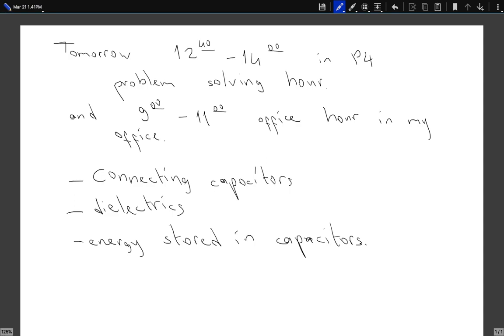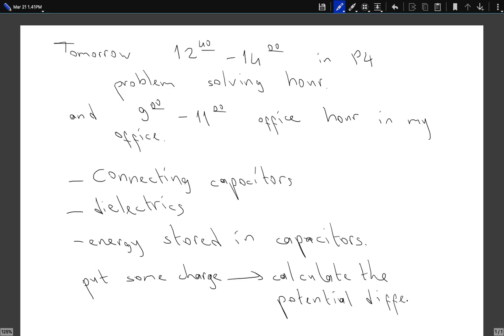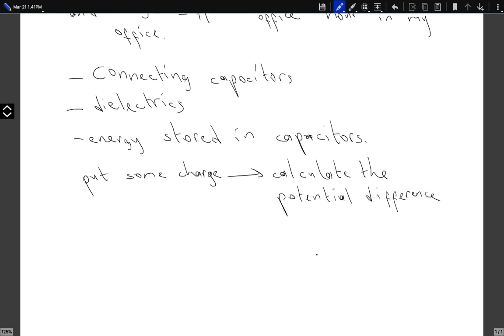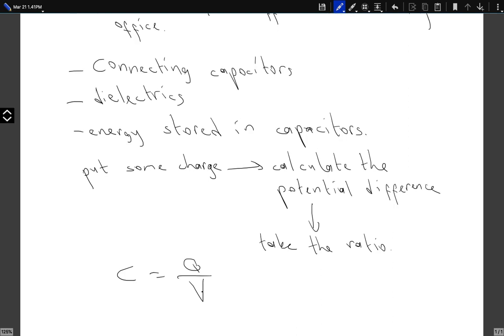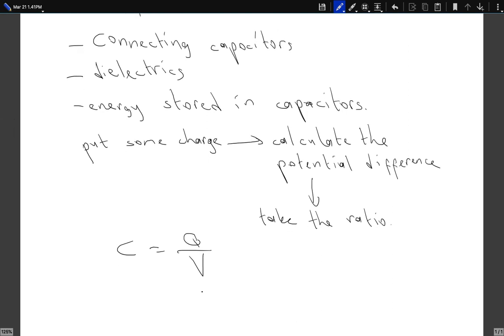The idea in calculating the capacitance of whatever configuration you have is that you put the charge, then calculate the potential difference it creates. And then you just take the ratio. And this ratio is just the capacitance. Any questions up to here?